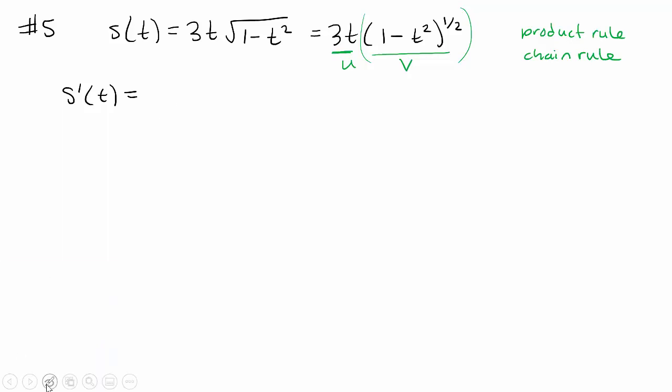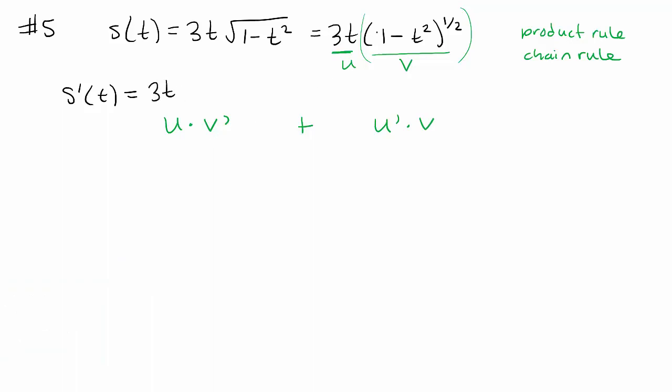All right, so when I do the product rule, I'm going to keep u times the derivative of v. I'm going to add on derivative of u times v. All right, so for u, that's just 3t.